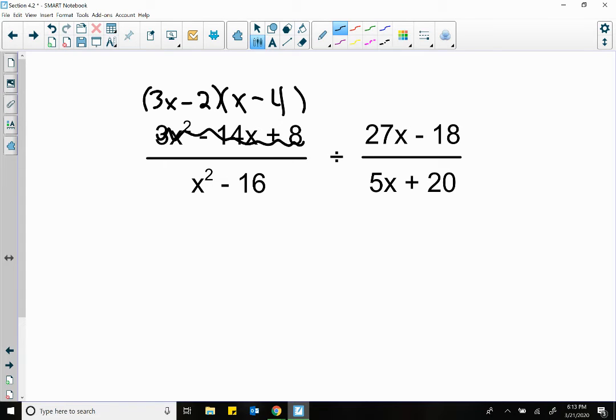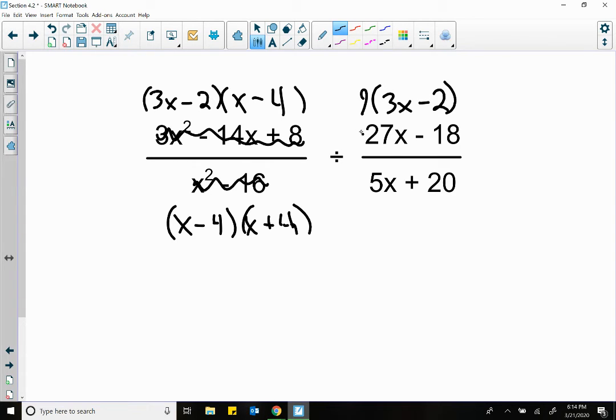All right? So from here, this guy down here factors into x minus 4, x plus 4, because that's a difference of squares. This guy's going to factor because it's a GCF, okay? And both of these I can pull a 9 out of, okay? So if I pull a 9 out, I get a 3x and I get a minus 2. And this guy I can pull a 5 out of and get an x plus 4. Let me fix this weird looking 4 over here. Sorry about that. So there's step 1.